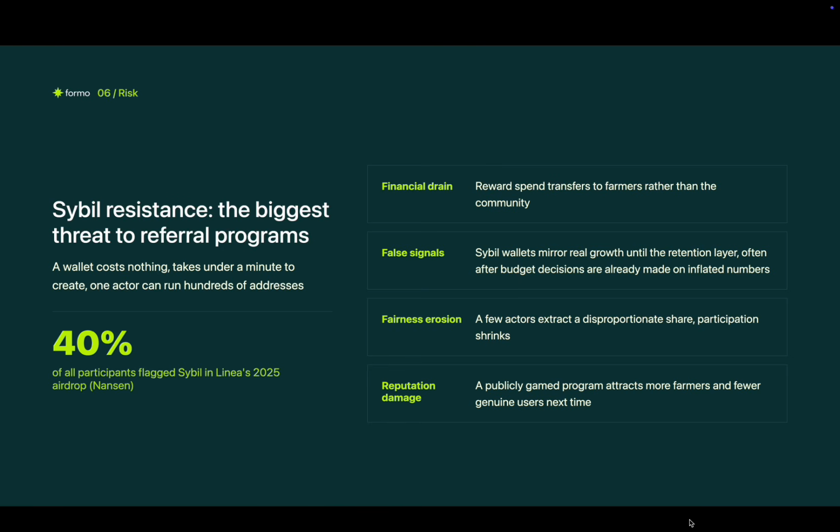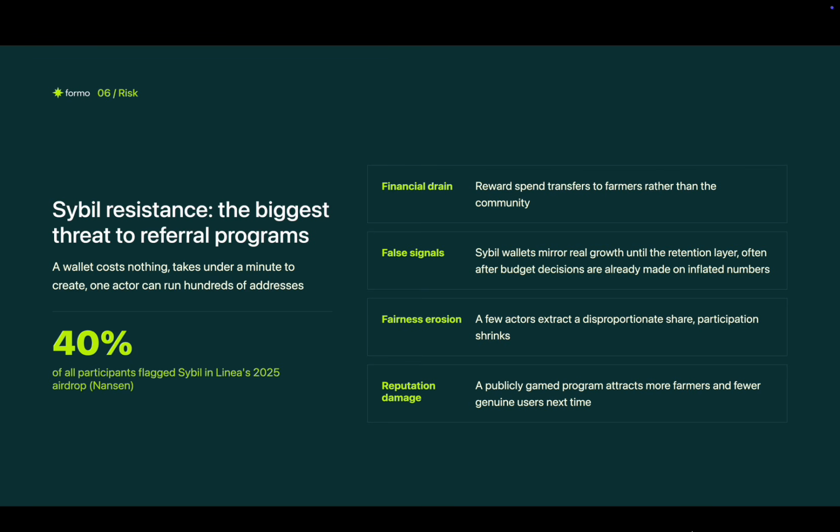This brings us to the biggest risk in DeFi referral programs, Sybil farming. A wallet costs nothing to create and takes less than a minute. One person can create hundreds of addresses and use them to route rewards back to themselves. That creates 4 problems. First, financial drain. Your rewards budget goes to farmers instead of genuine users. Second, false growth signals. Sybil wallets can make referral numbers and other acquisition metrics look healthy until you examine retention. Third, fairness problems.